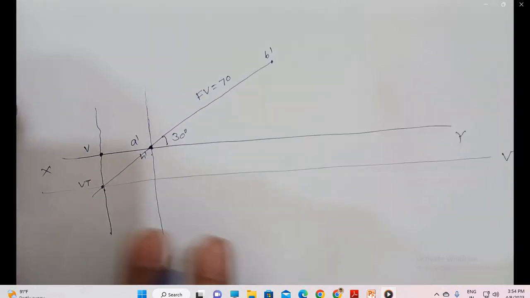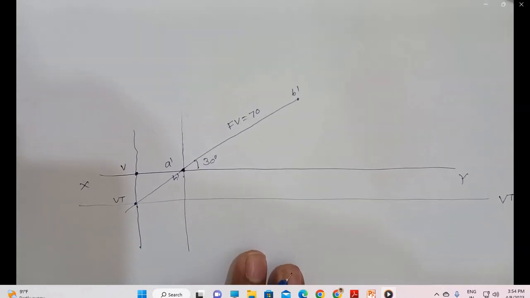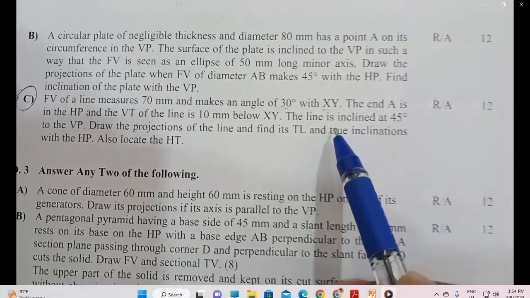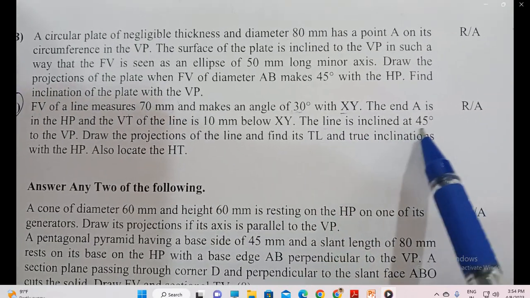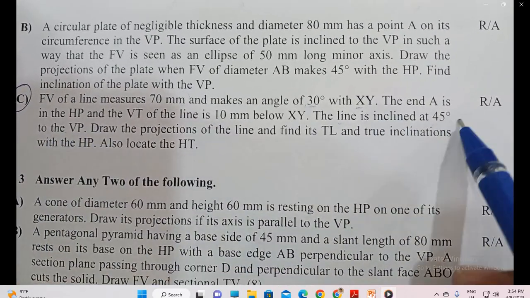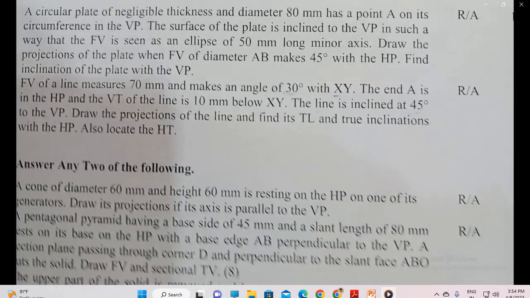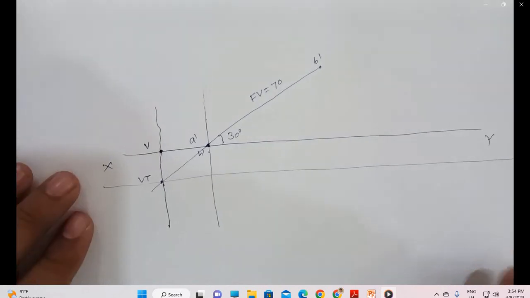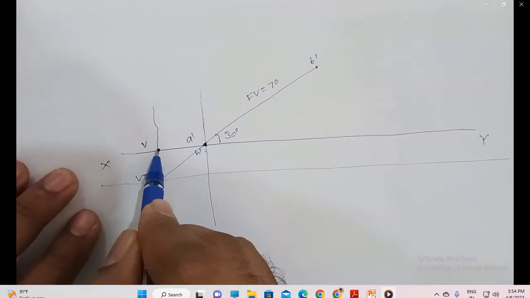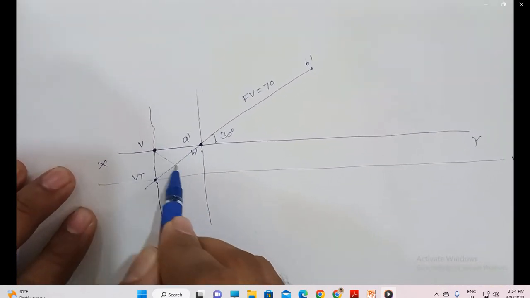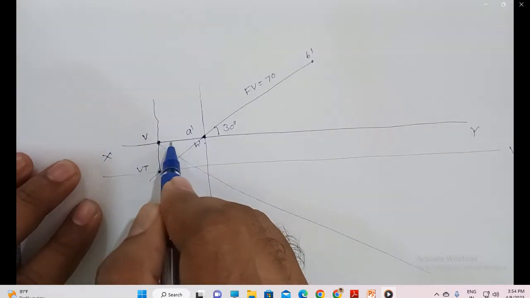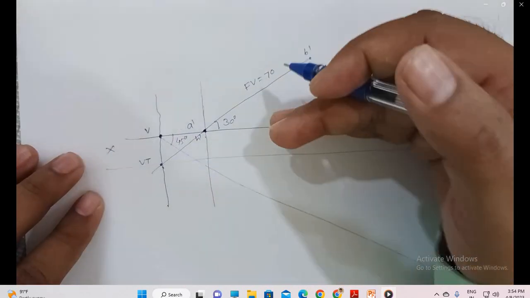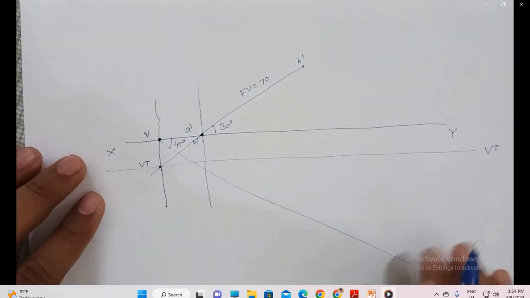Now in the question the inclination with respect to the VP is given. The line is inclined 45 degrees to the VP, and here we have the point V. So we have to make a 45 degree inclination from this point V. So this is the 45 degree inclination, the true inclination of the line with respect to the vertical plane, means with respect to the XY line.